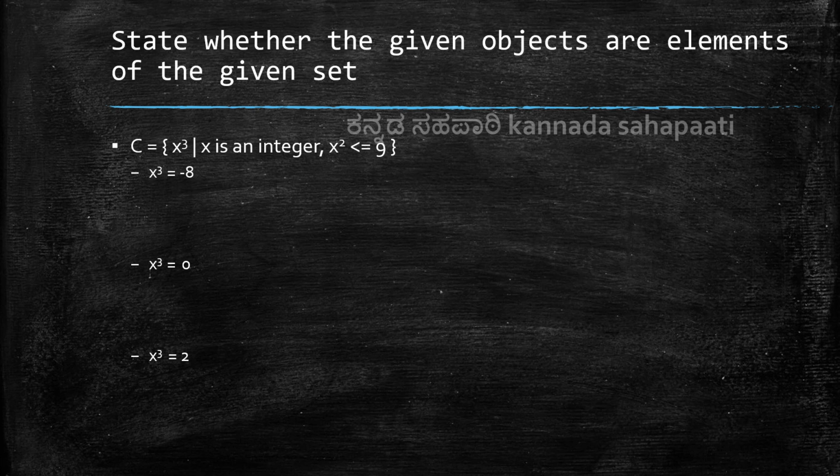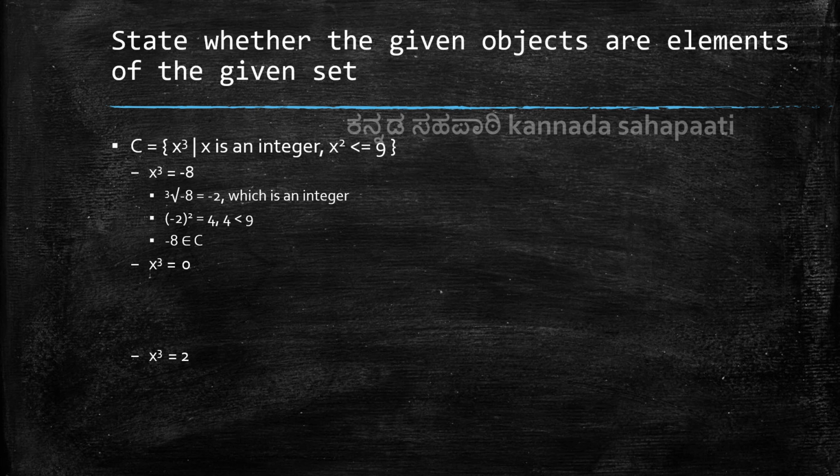C is equal to x cube such that x is an integer and x square is less than or equal to 9. They have given in the options the value of x cube. So we should check whether x square is less than or equal to 9. Let's solve for x cube is equal to minus 8. Then the cube root of minus 8 is equal to minus 2, which is x, and it is an integer.